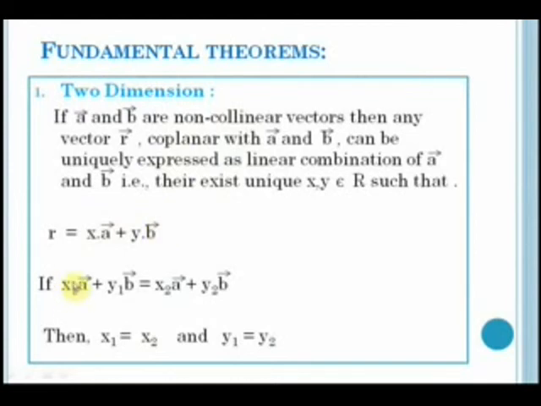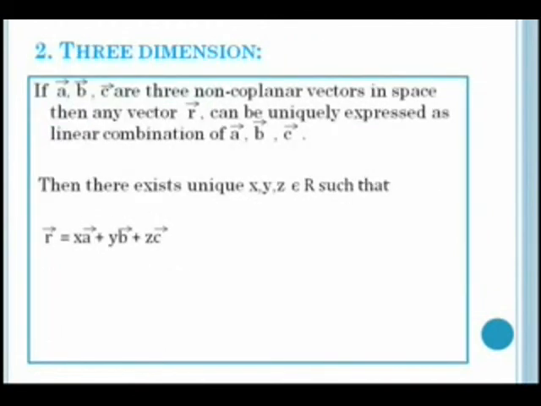Now if we say that x1 times vector A plus y1 times vector B is equal to x2 times vector A plus y2 times vector B, then x1 would be equal to x2 and y1 would be equal to y2. That is, the coefficient of vector A would be equal to the coefficient of vector A, and also the coefficient of vector B would be equal to the coefficient of vector B. Thus in two dimensions, any vector R coplanar with vector A and B can be uniquely expressed as a linear combination of the vectors A and B.